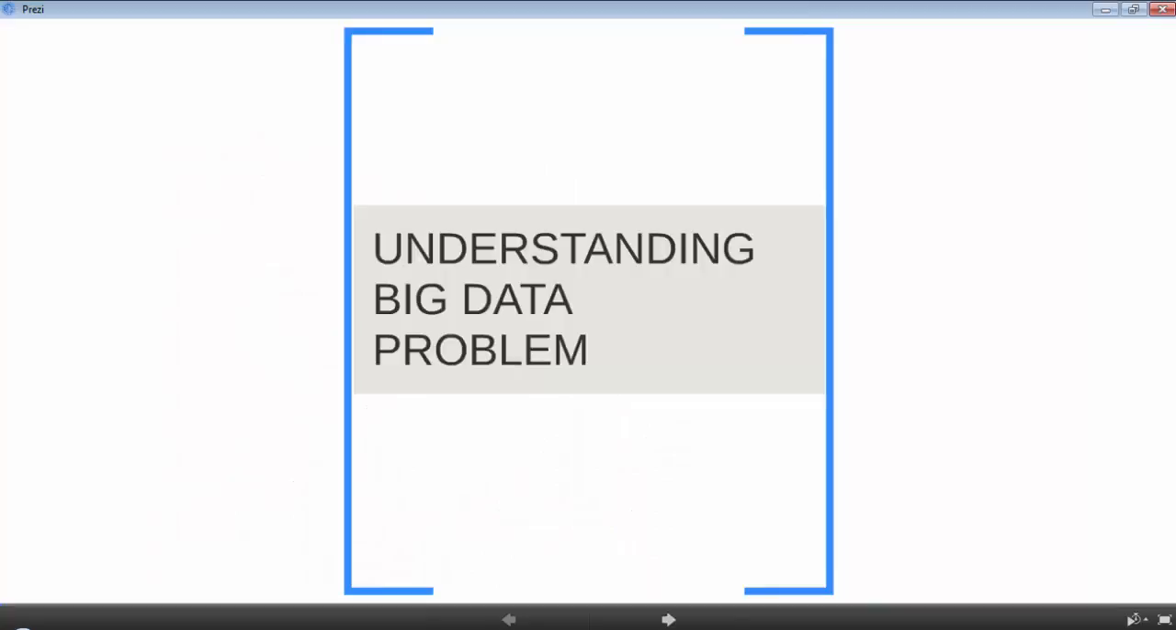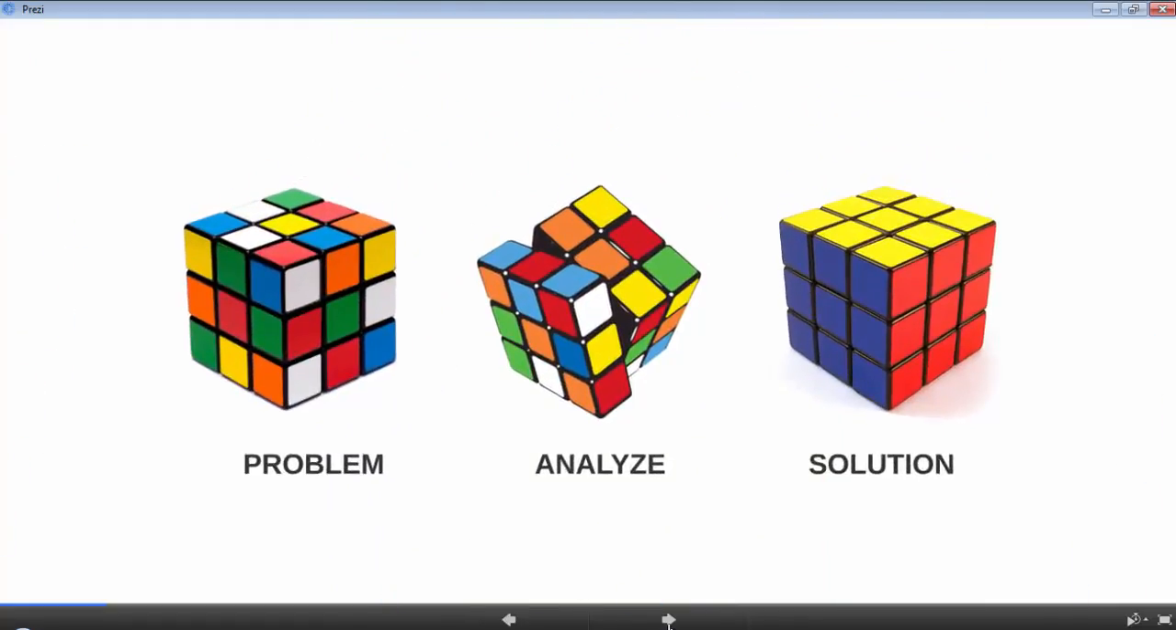Hey guys, welcome back. Now you know the key characteristics of big data. It is now time to understand the challenges or problems that come with big data sets. So in this lesson, let's take a sample big data problem, analyze it, and see how we can arrive at a solution together. Ready?